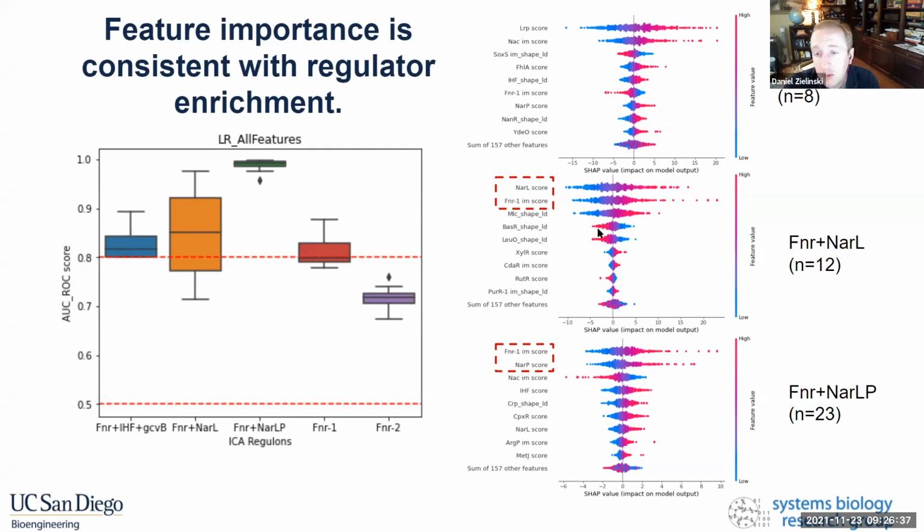For the others, it made more sense. This was called FNR plus NAR-L, and the 2 top features were the NAR-L motif score and the FNR motif score, which suggests that this is actually an interaction between these 2 regulators showing up. And same with this FNR plus NAR-P, we see a NAR-P score showing up as the highest importance. So in other words, we were able to kind of figure out why there were so many going on: this one is probably just misclassified and should be LRP related.